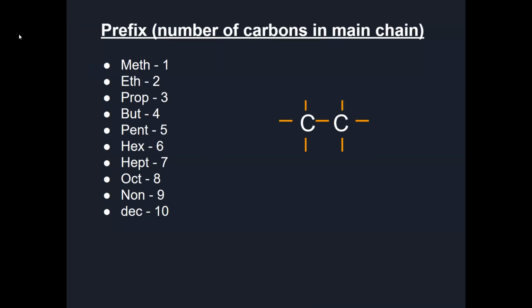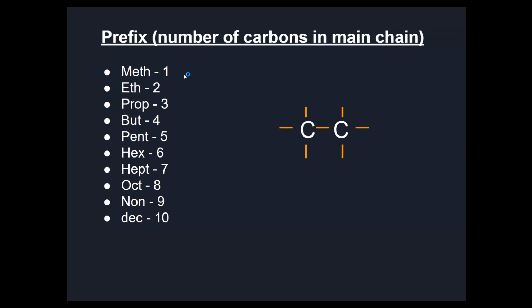So prefixes. Here's your list of prefixes. If it's methane, it's 1 carbon and all single bonds. Ethane, 2 carbons, all single bonds. Propane, 3 carbons and all single bonds. How else would it be? Oh, well, there's no methane. Ethene, 2 carbons with a double bond. Ethine, which is usually called ethylene. That one would be 2 carbons with a triple bond.